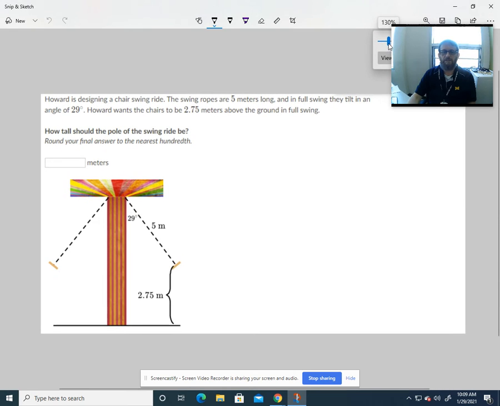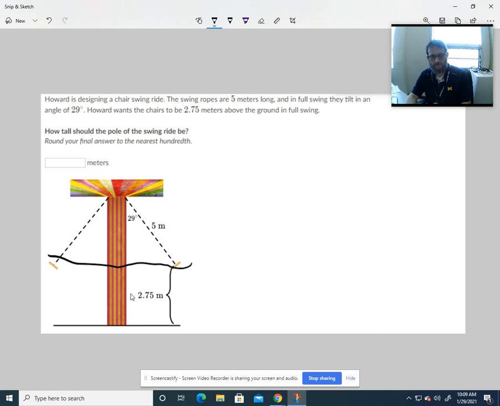Okay, Howard is designing a swing ride. The swing ropes are 5 meters long. In the full swing, they tilt at an angle of 29 degrees. Howard wants the chairs to be 2.75 meters above the ground. How tall should the pole be? So if you think about it, you go straight across. This is 2.75. We want to know how long this is.